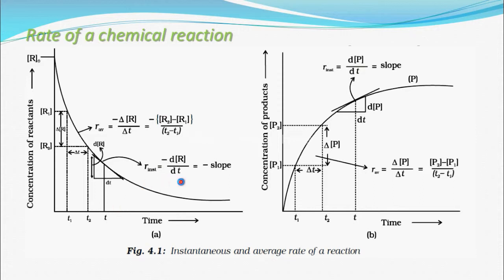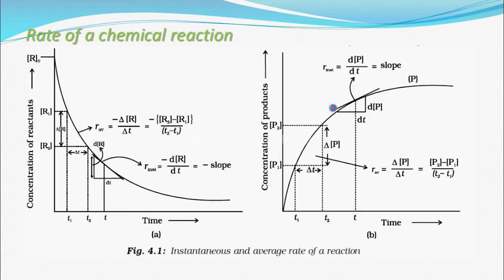This is for reactant. Now for product, this is the concentration of product versus time graph. As time goes, concentration of product increases. Now if you want to find instantaneous rate at time t, for that draw a perpendicular line. At this point draw a tangent. The slope of this tangent will give you instantaneous rate at this time t.